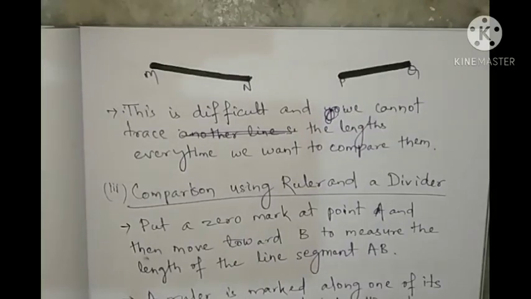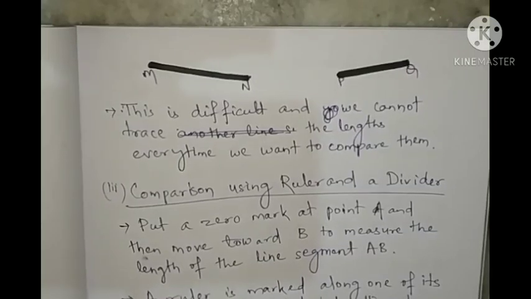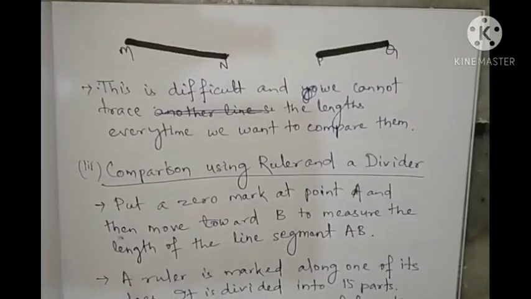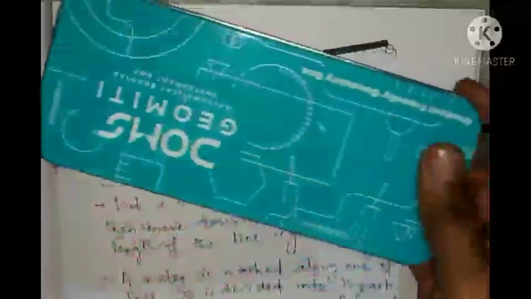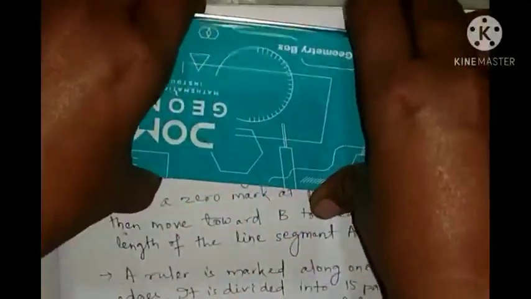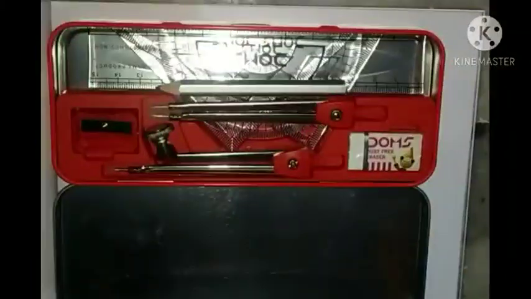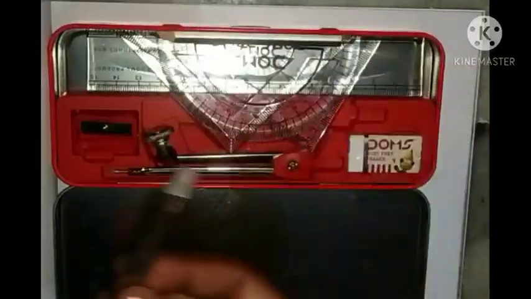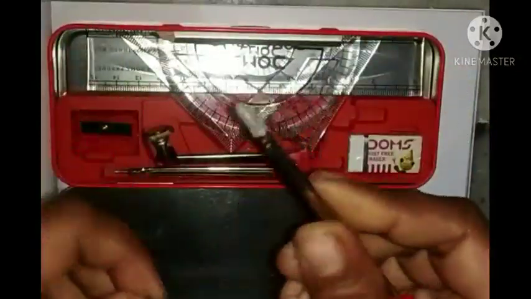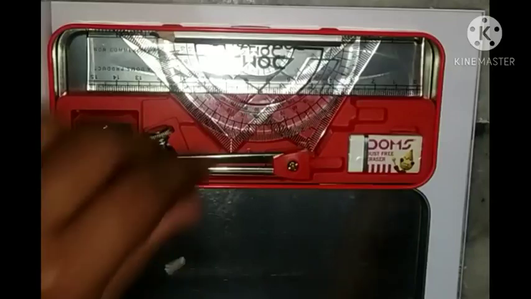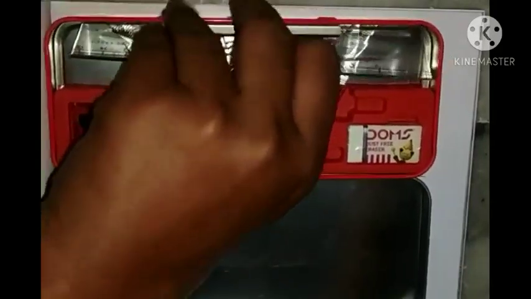Next, see comparison using ruler and divider. I will show you which one is the ruler and which is the divider. It is inside our compass box, or you can say geometrical box. This is the geometrical box. We have so many instruments here. This is your divider, and this is your ruler.